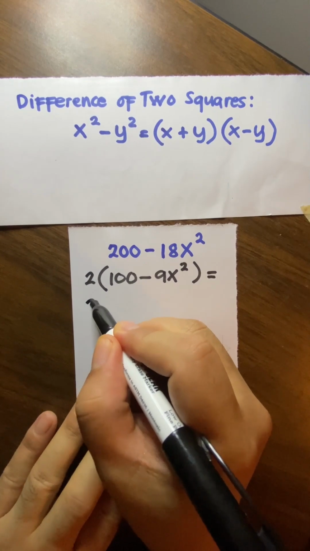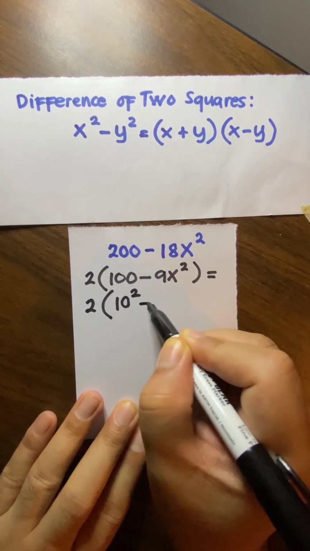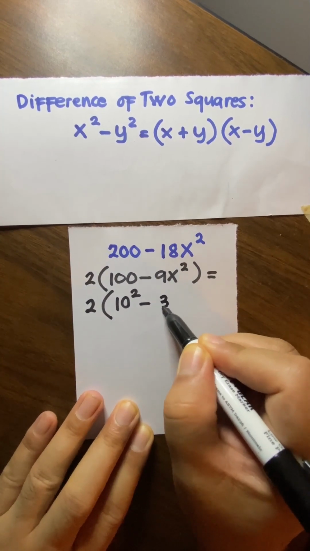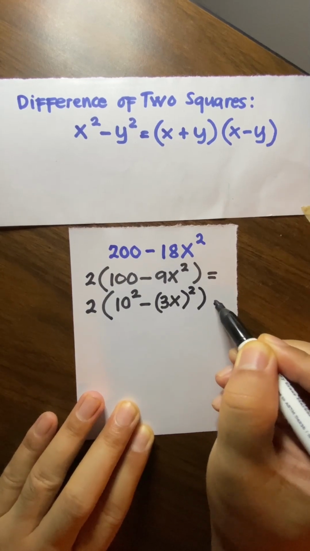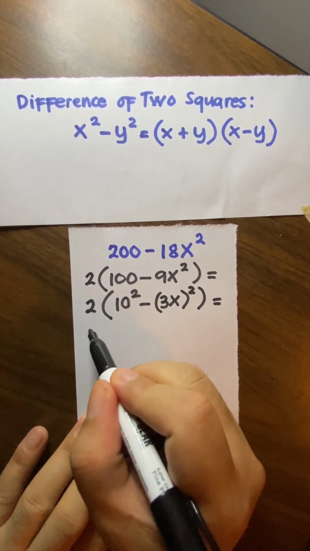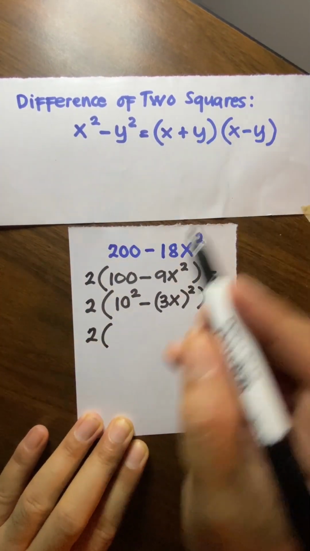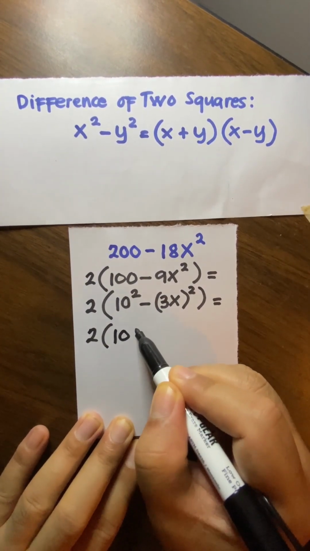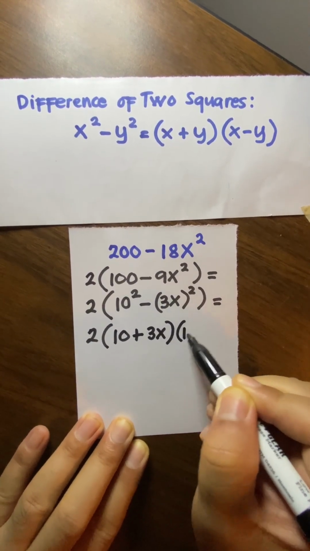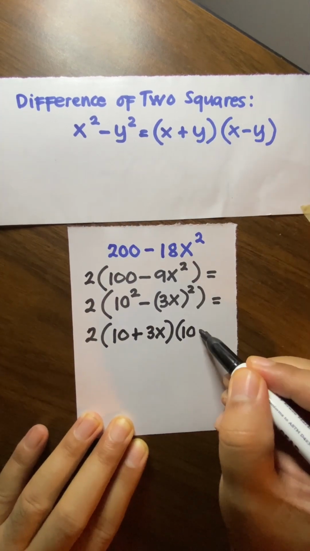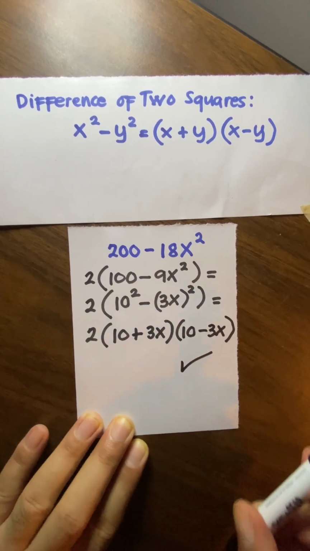Same as we did in the previous problems. We follow the formula and we rewrite 100 minus 9x squared as 10 squared minus 3x squared. We continue using the formula for the difference of two squares. We then have the factors 2, 10 plus 3x and also 10 minus 3x. This is the final answer.